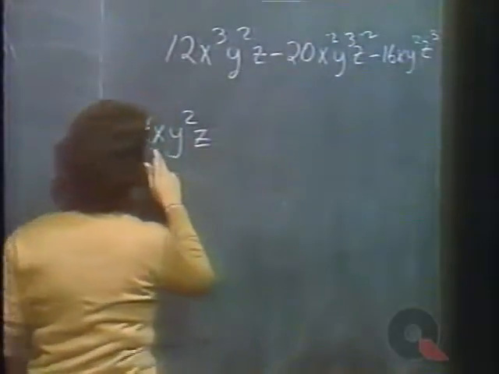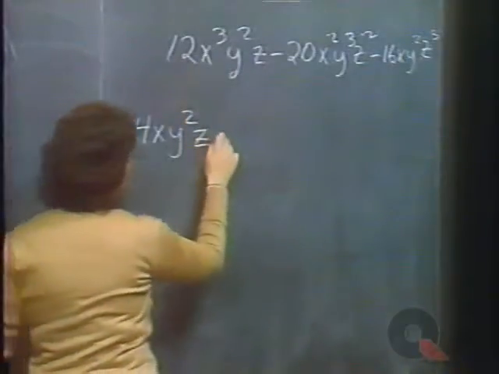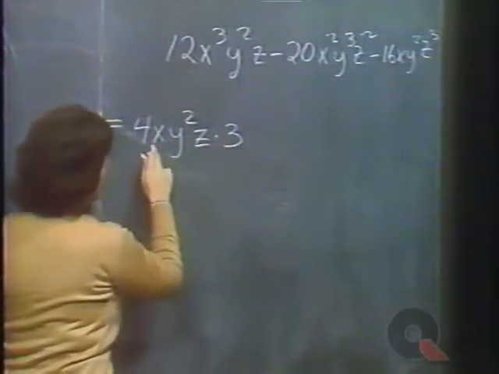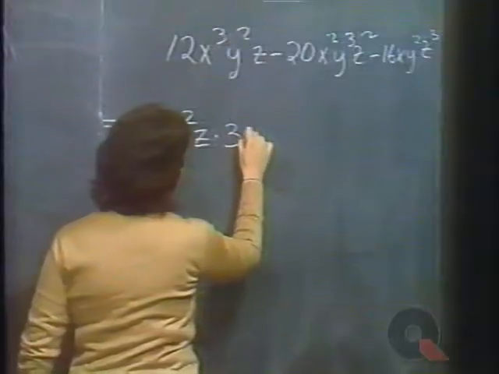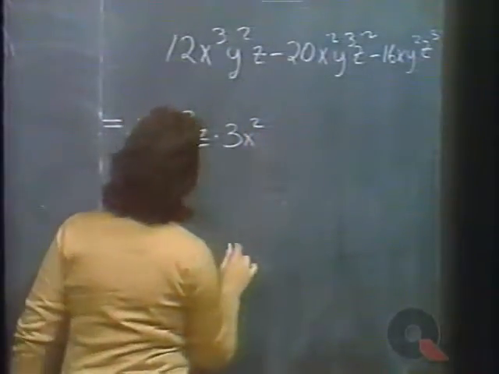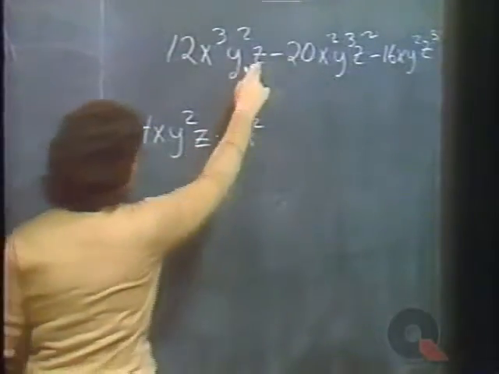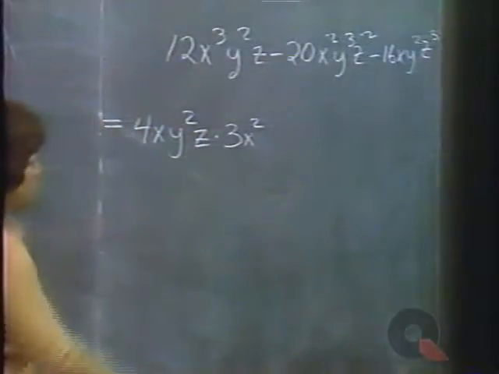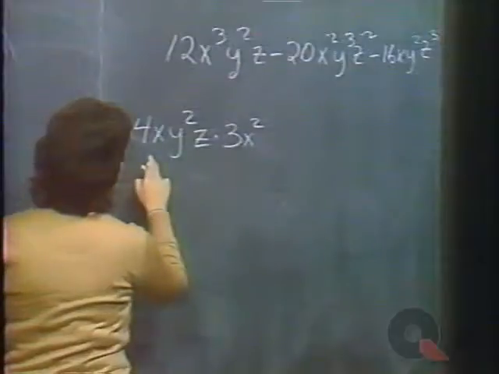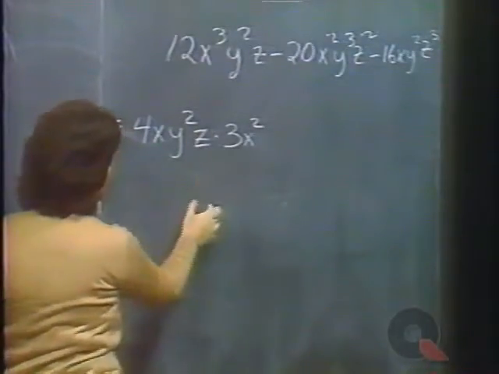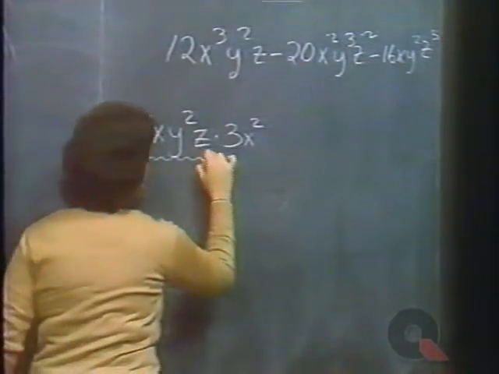Okay, the first term, to go from 4 to 12, we'd need to multiply by 3. From x to x cubed, we need to multiply by x squared. From y squared to y squared, we multiply by 1. From z to z, we multiply by 1. So that is the first term, 12x cubed y squared z, written as the common factor times something.